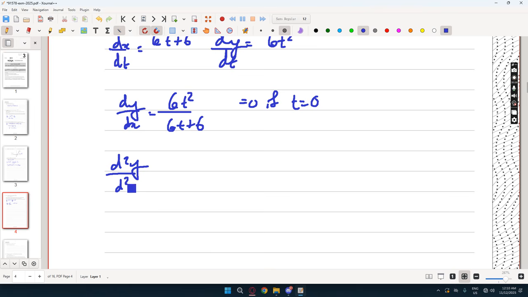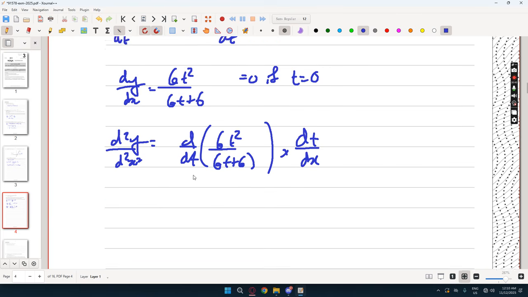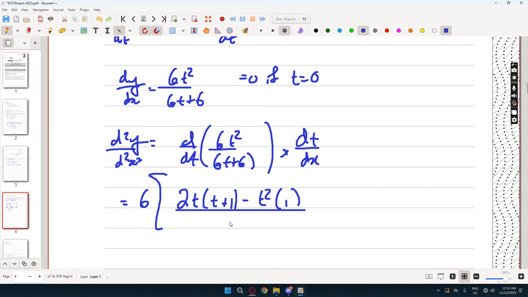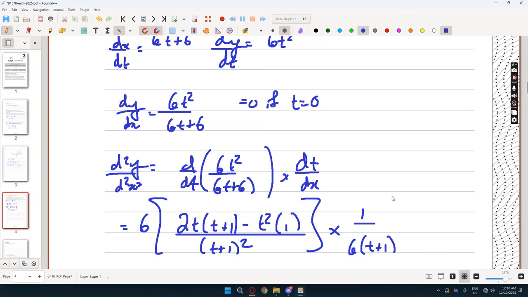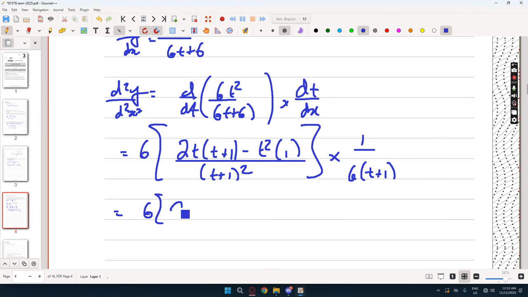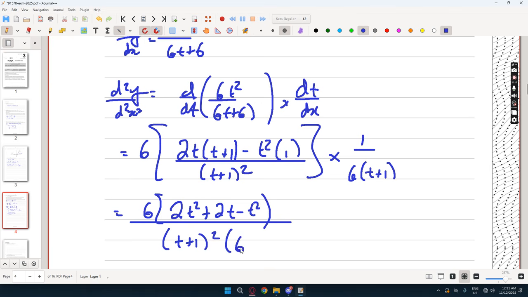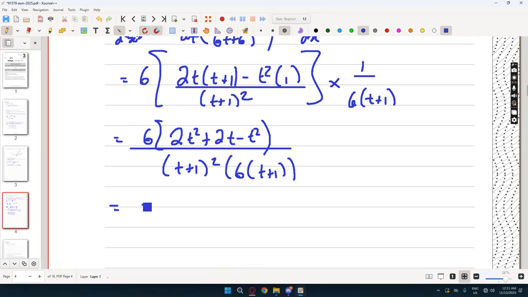And d2y/dx squared equals d on dx of that, which is equal to d on dt of this times dt on dx. 6t plus 6, that's 6 lots of the derivative t squared on t plus 1, so 2t times t plus 1 minus t squared times 1 on t plus 1 squared, times dt/dx is the inverse of that, so 1 on 6 times t plus 1, equals 6 lots of 2t squared plus 2t minus t squared on t plus 1 squared times 6 lots of t plus 1, so that's t squared plus 2t on t plus 1 cubed.